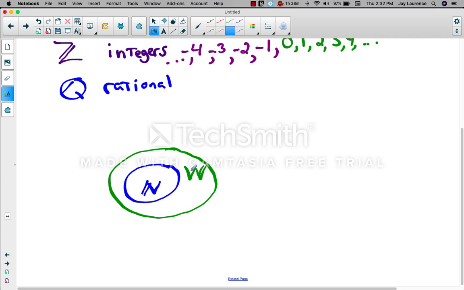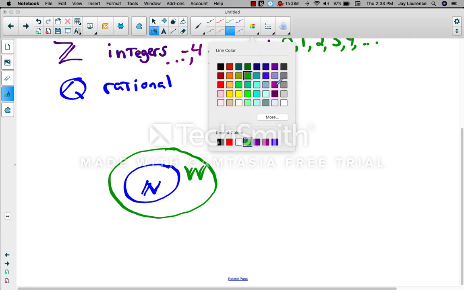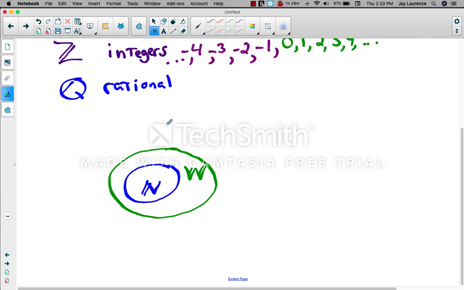So that means every natural number is automatically a whole number. It's not true that every whole number is a natural number. Can you think of a counterexample? Yeah, that's right, it's 0. 0 is whole, but not natural. Every other number that's whole is natural. Doesn't work for 0. And then we get to the integers, because the integers are just like the whole numbers.